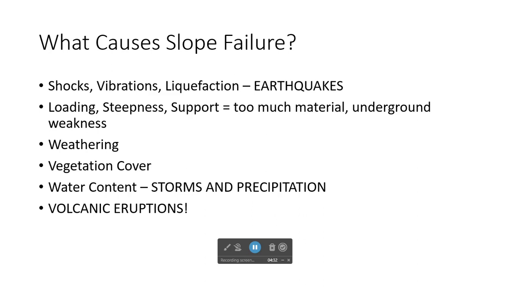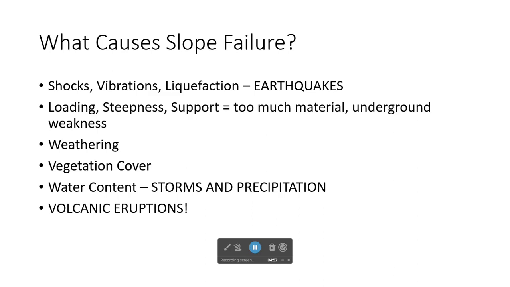So what exactly causes slope failure? Well, here's a list. So we have shocks, vibrations, and liquefaction, which all result from earthquakes. So earthquakes cause slope failure. Loading, steepness, and support are changes in those things. So for instance, loading refers to if we have an addition of material to a slope, it can cause it to destabilize and fail.